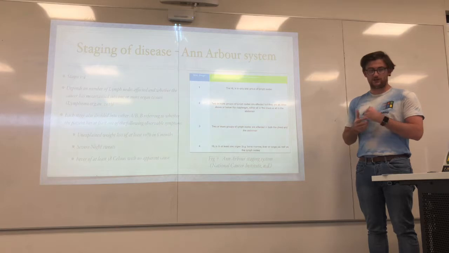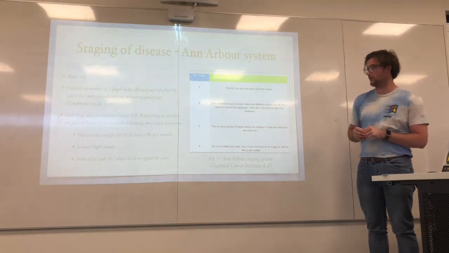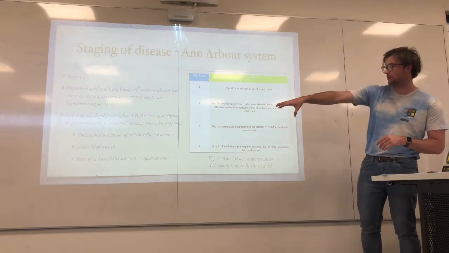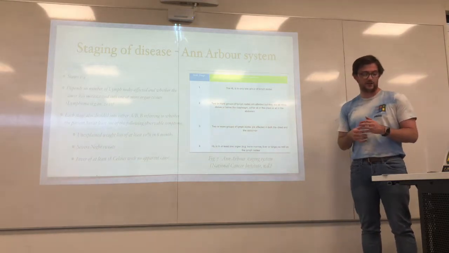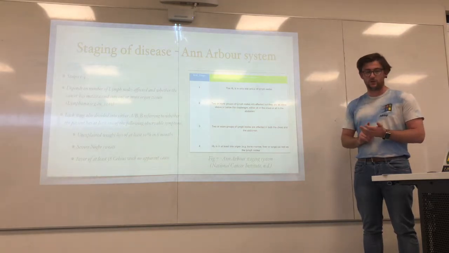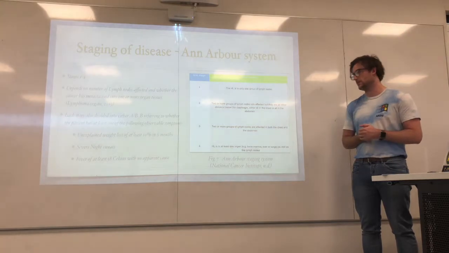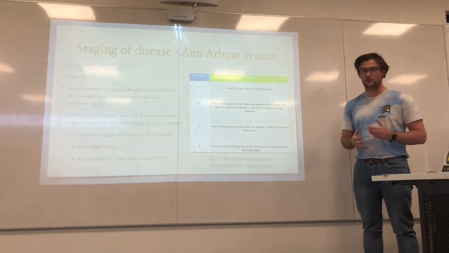If a patient is classified as B, this means that the patient has at least one of these following observable symptoms, which is unexplained weight loss of at least 10% in 6 months, severe sweating, mainly at night as I mentioned, and a fever of at least 38 degrees with no other apparent cause such as infection.